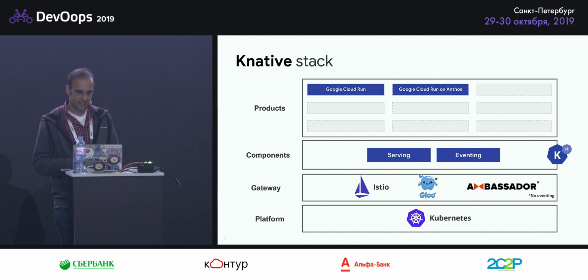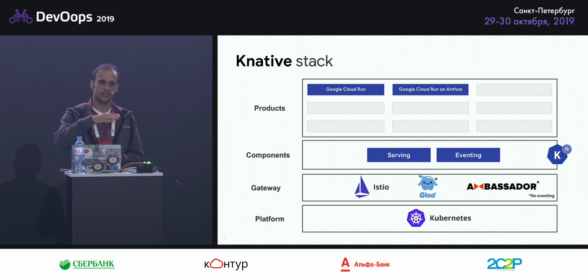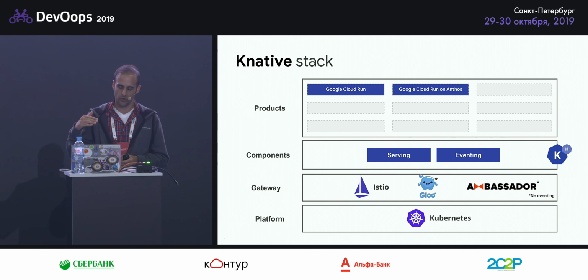All right, so the Knative stack kind of looks like this. First, at the platform layer, at the base layer, we have Kubernetes. So everything runs on Kubernetes.